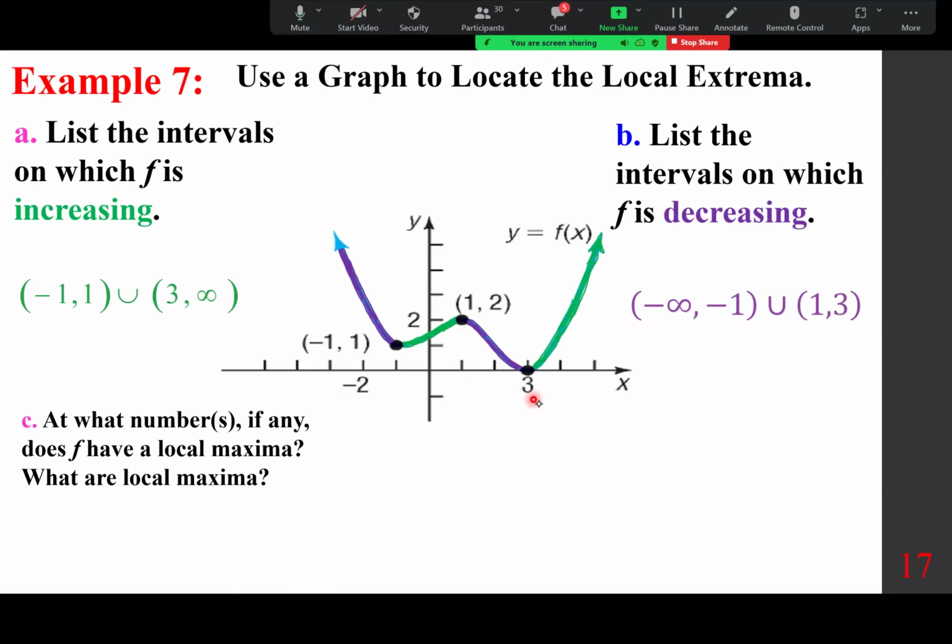At what numbers, if any, does f have a local maximum? What are the local maxima? Local max, local min, local min. So at this point, at x equals 1, the maximum is equal to 2. The way you write this: it takes place at x equals 1, or at the pair (1, 2). What is the maximum value? It's the y coordinate of that pair. You really want to pay attention to this concept.